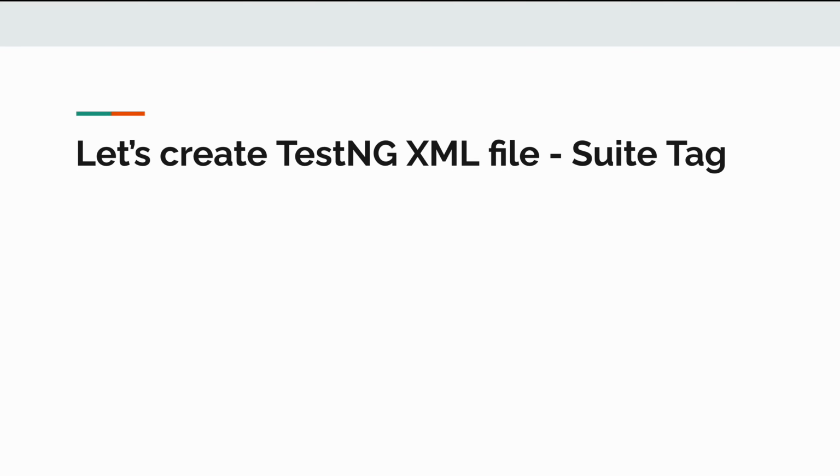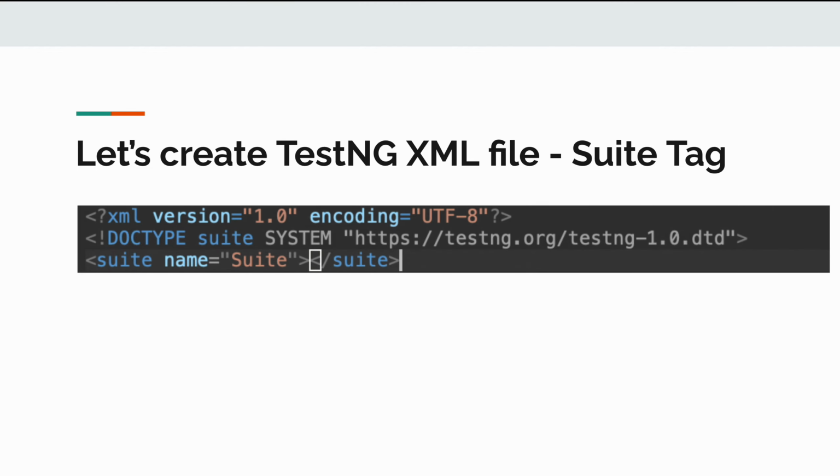So let's create a TestNG XML file. Let's go step by step. First, we will understand the suite tag, as you are looking at this diagram. A suite tag is similar to a project. So you can write the suite tag as displayed in the diagram. This is the way to define the suite tag inside the XML file.